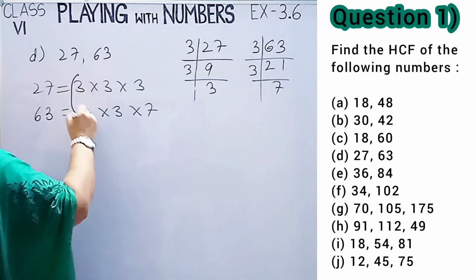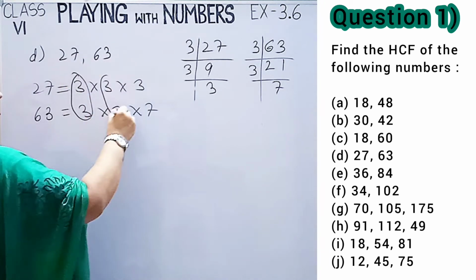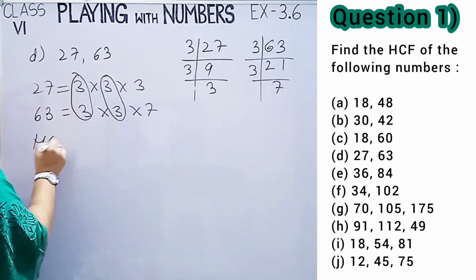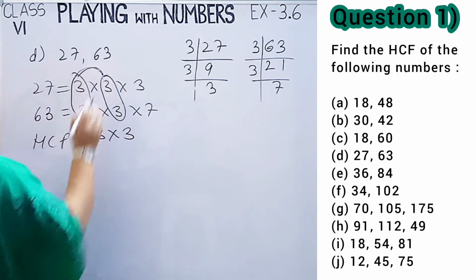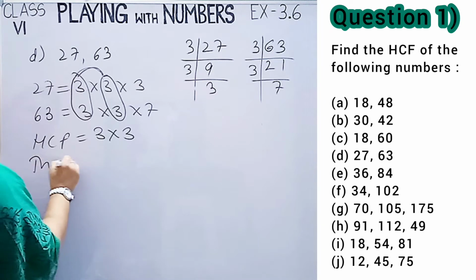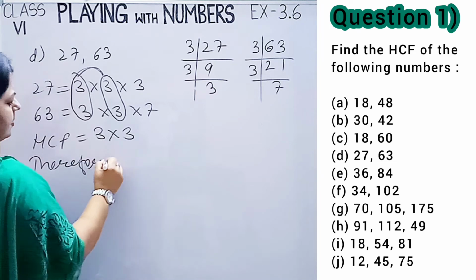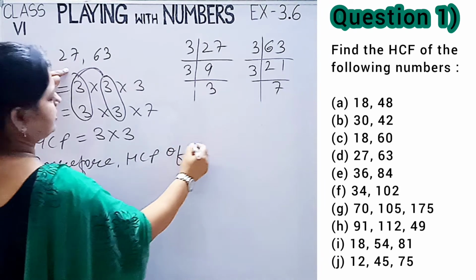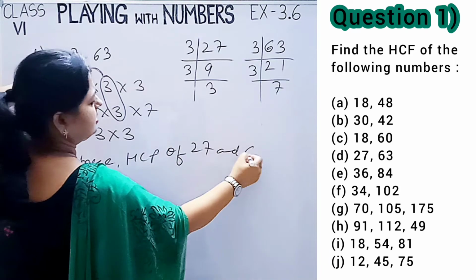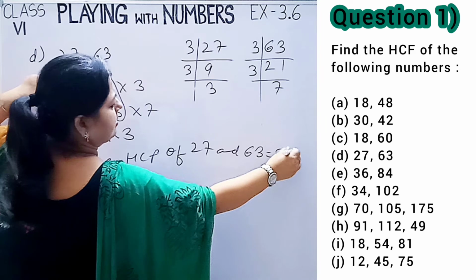Here 3 is common, 3 is common also. So HCF is equal to 3 into 3 because there are 2 common. Therefore, HCF of 27 and 63 is equal to 9. Answer.